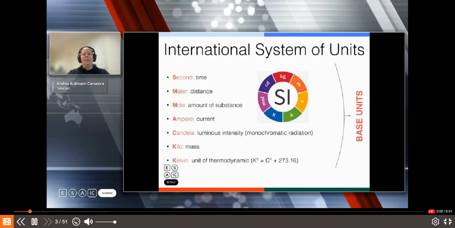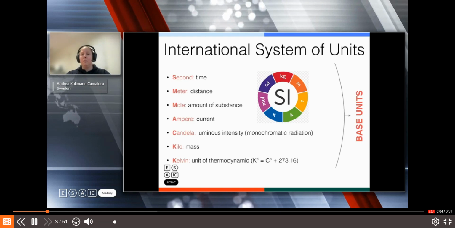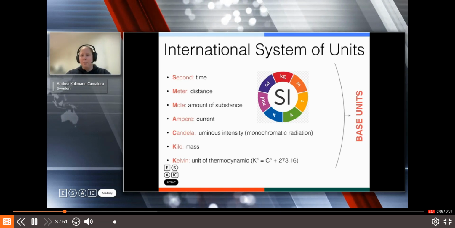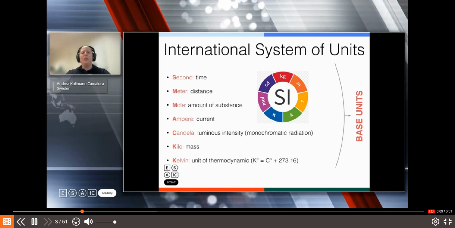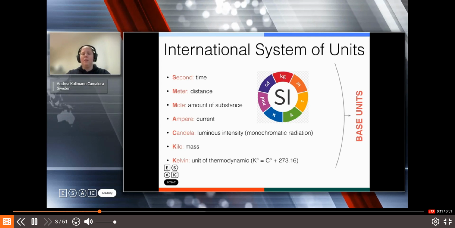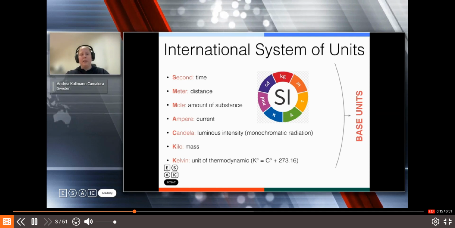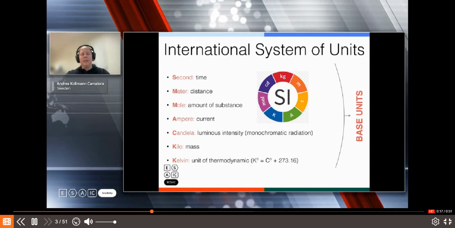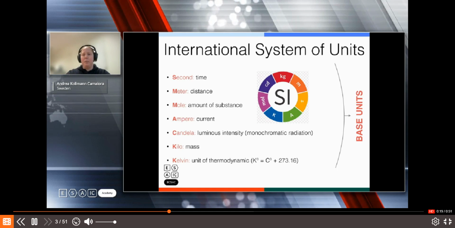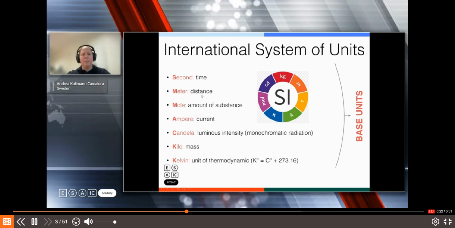So the International System of Units has come in the exam before, and I think it will continue to come. There are two types of units. You have the base units and the derived units. And the typical question is, well, is time measured in seconds a base unit? Yes. And distance measured in centimeters? No, because it's in meters.